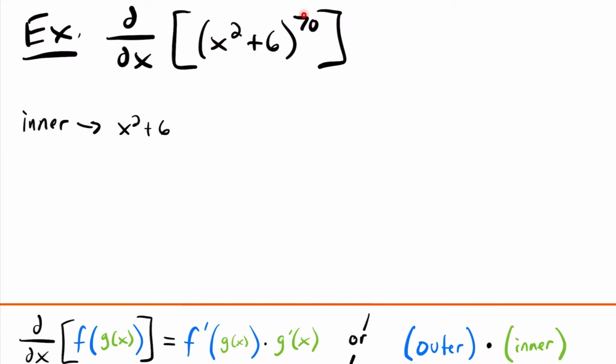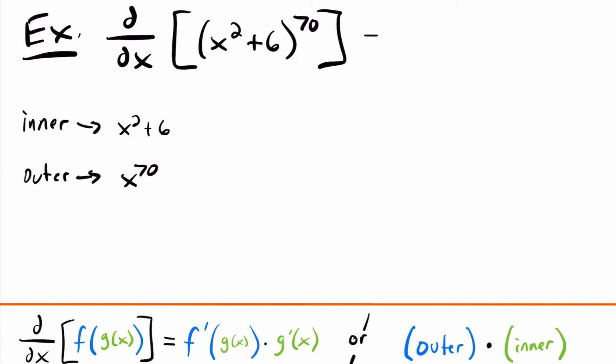So I will write inner, and that is x squared plus 6, which means this outside function is going to be this quantity to the 70th power, which would just be x to the 70th power. So we would have that the outer is x to the 70th, right? Because if I were to plug in this inner function, x squared plus 6, into the x of this function, we would have this composite function that we are given here. So now we're ready to take the derivative.